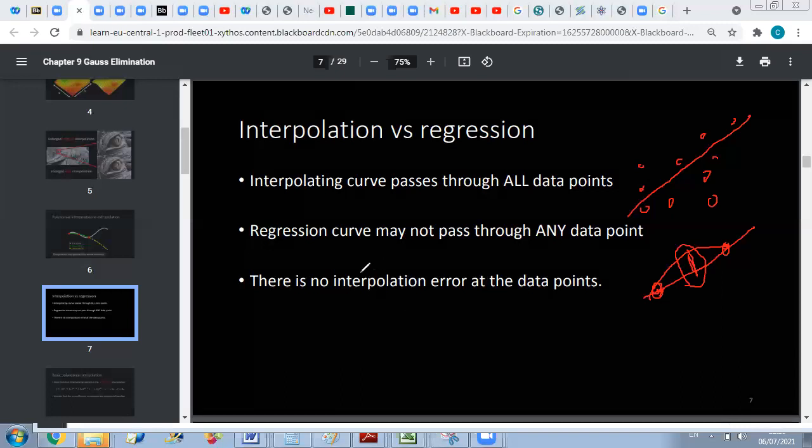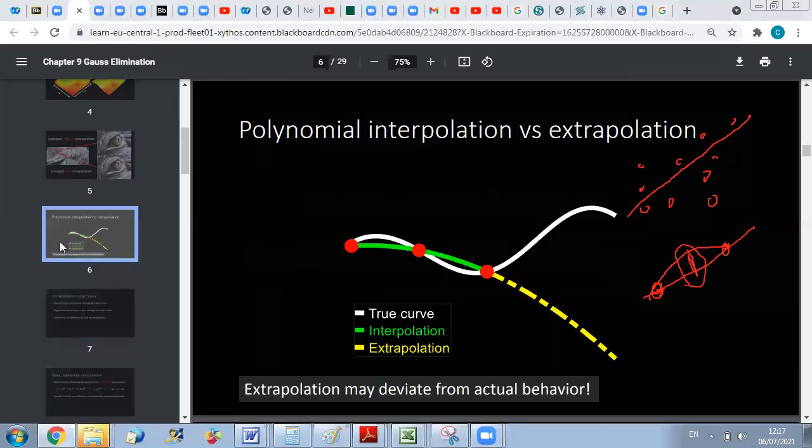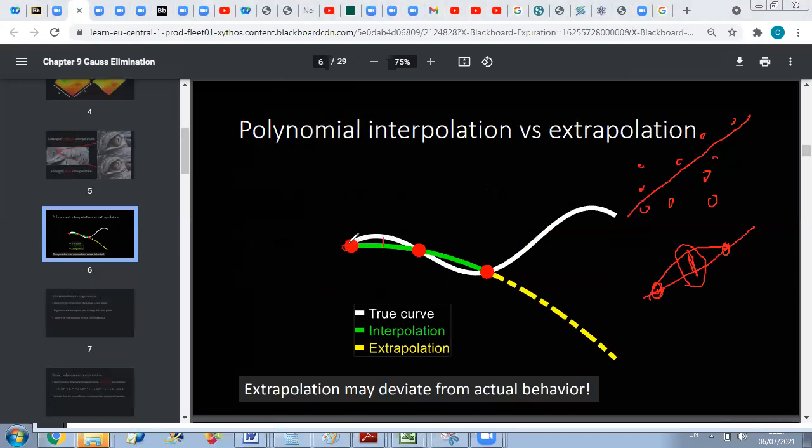This is why, when we define interpolation, at data points there will not be error. But as you can see here, when you consider, let's say, these 3 points, you will have error for any point in between. So 0 error here, 0 error here, 0 error here. But in between, I have error.